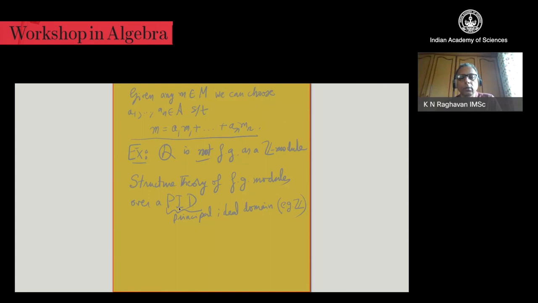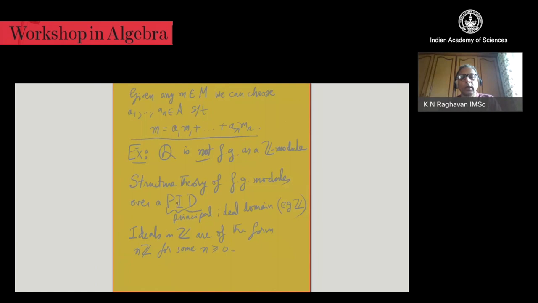A commutative ring with identity is called a domain if it has no zero divisors. Z has no zero divisors, so it's a domain or an integral domain. The principal ideal domain means every ideal in it is generated by a single element. So as we know, ideals in Z are of the form nZ for some n bigger than or equal to zero. You can choose this n bigger than or equal to zero. And so in particular, every ideal in Z is principal. It is generated by a single element.